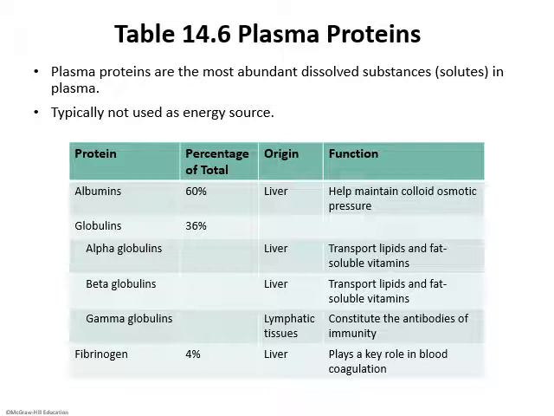Okay, these are going to help keep the liquid portion of the blood inside the blood vessels. That's what it means by help maintain colloid osmotic pressure. You then have globulins. The one that we're going to pay attention to mainly is the gamma globulins. Those are going to be your antibodies for immunity produced by your B cells. And then fibrinogen is produced by the liver, and we're going to talk about that as it has a role in blood coagulation.